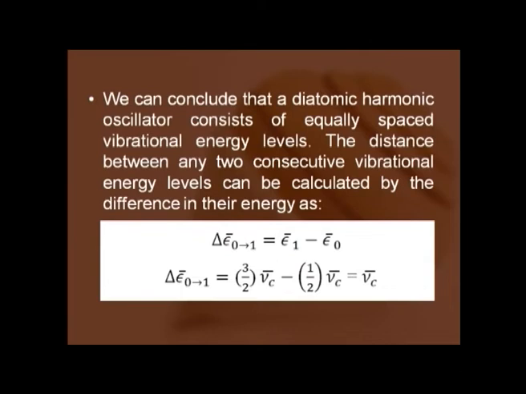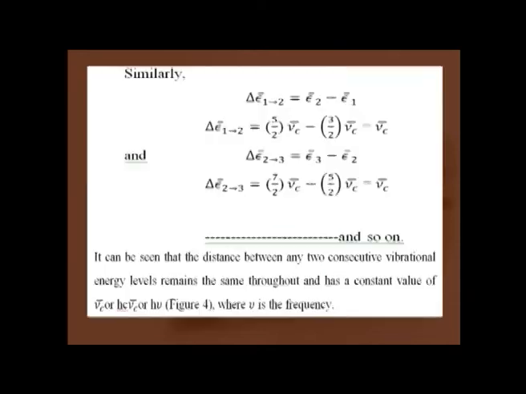The distance between any two consecutive vibrational energy levels can be calculated by the difference in their energy. Delta E bar from 0 to 1 is equal to E bar 1 minus E bar 0, that is the vibrational energy for V equals 1 level minus the vibrational energy for V equals 0 level, which on substituting their values would be 3 by 2 nu c bar minus half nu c bar, and delta E bar from 0 to 1 comes out to be nu c bar.